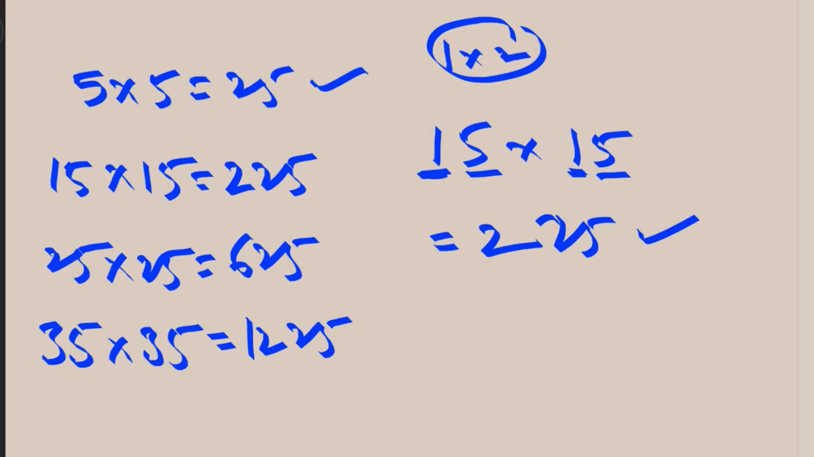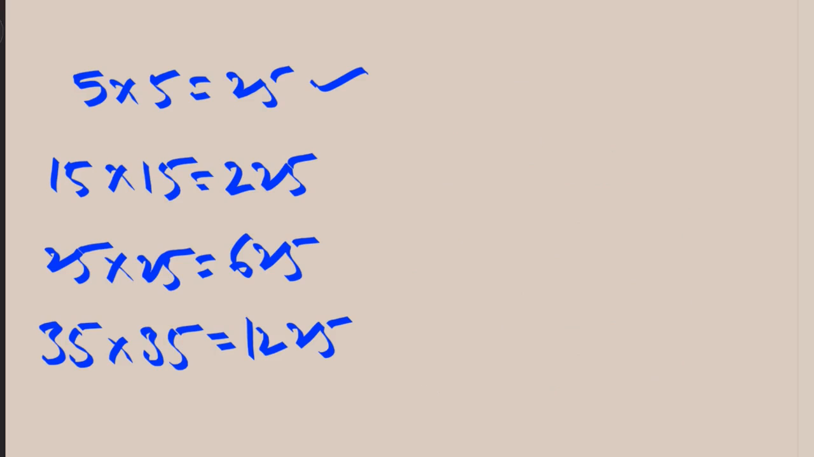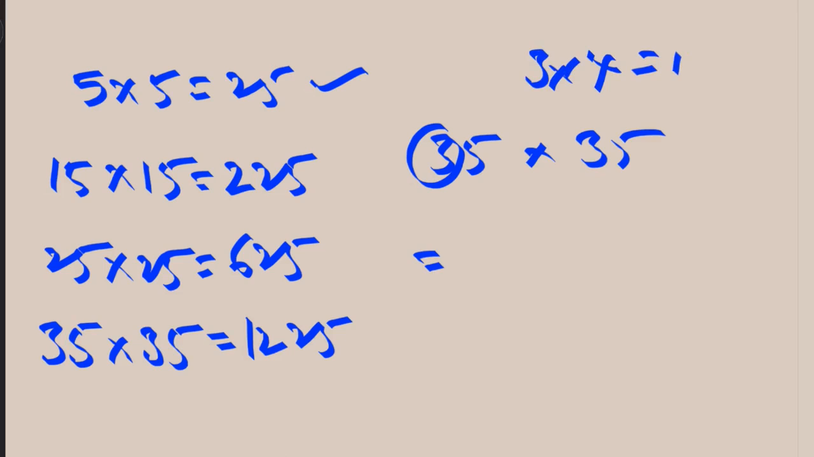It's a very easy thing. For one more, 25 25s: take 2, and the next number is 3. 2 3s are 6. Again 5 5s are 25. 625 is the value of 25 25s. And one more is 35 into 35. I told you what to do first: 3 and the next number 4, so 3 4s are 12, write it here, and 5 5s are 25, that means 1225.